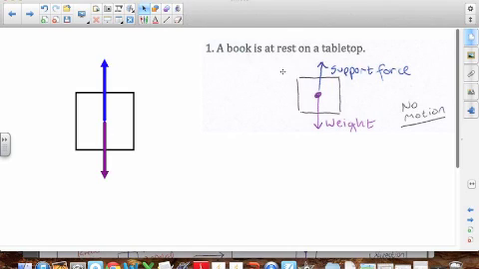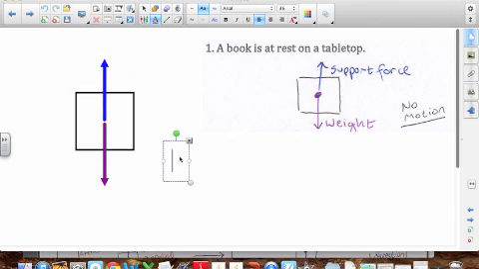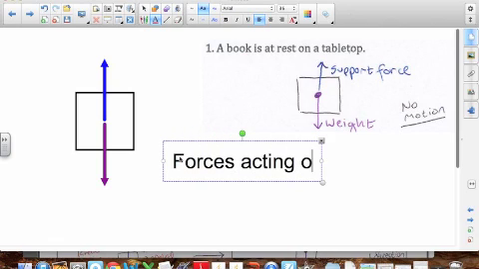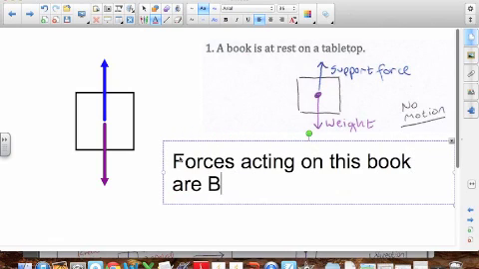The size of the support force relative to the size of the weight tells you that they cancel each other out. At least they should. There we go. Now, because the two forces cancel each other out, that means that the forces acting on this book are balanced.